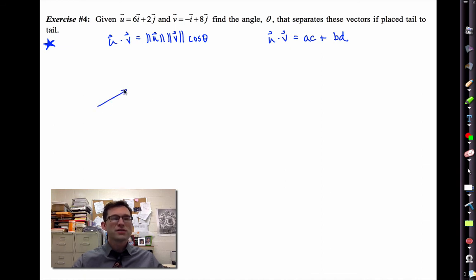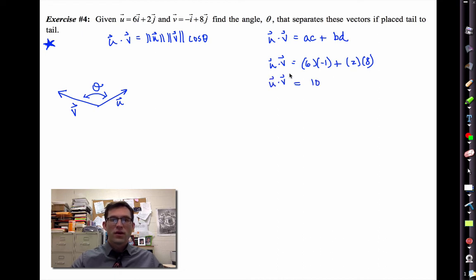I've got these 2 vectors, u and v. I'm not even going to attempt to draw them realistically. And I want to figure out the angle in between them. All right? Well, think about this. We can certainly find u dot v just using the shortcut method. Let's do that. That would be 6 times negative 1, plus 2 times 8, and that's going to be negative 6 plus 16, 10. Right. Now come over to this formula. So we know what u dot v is. It's 10. We can figure out the magnitude of u. We can figure out the magnitude of v.